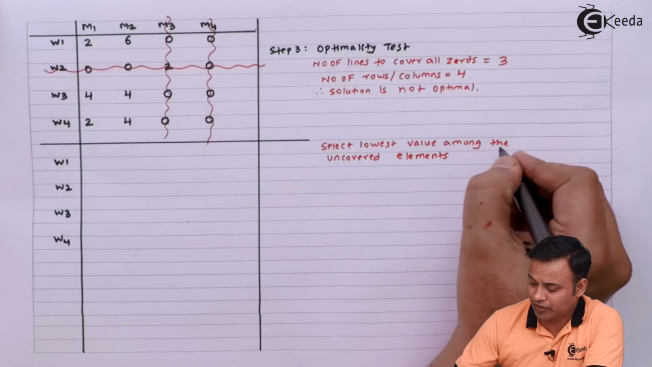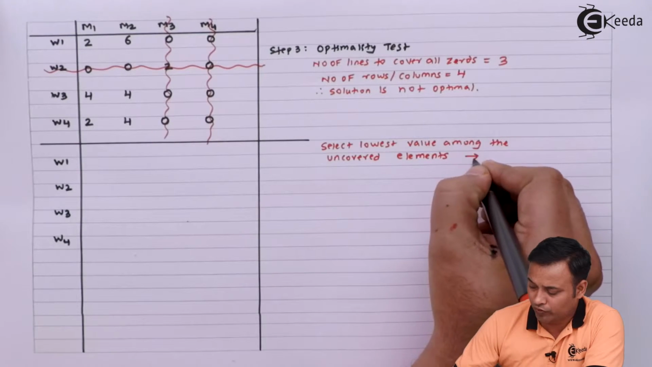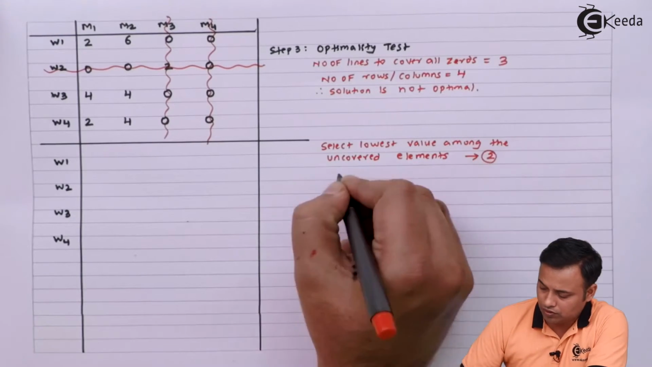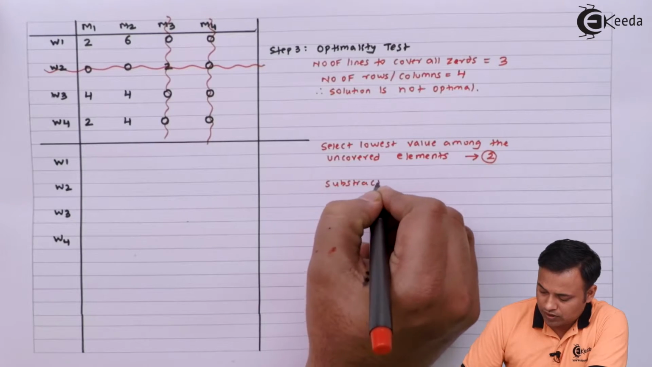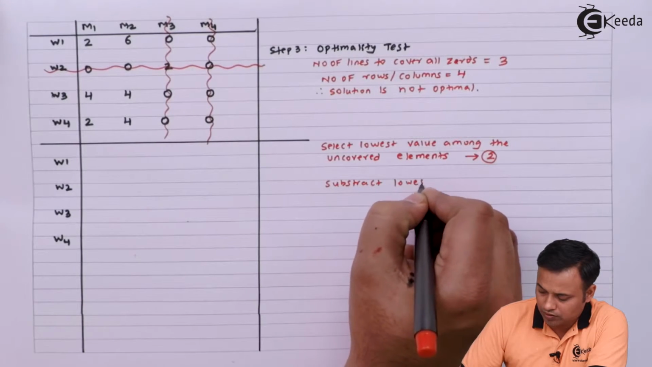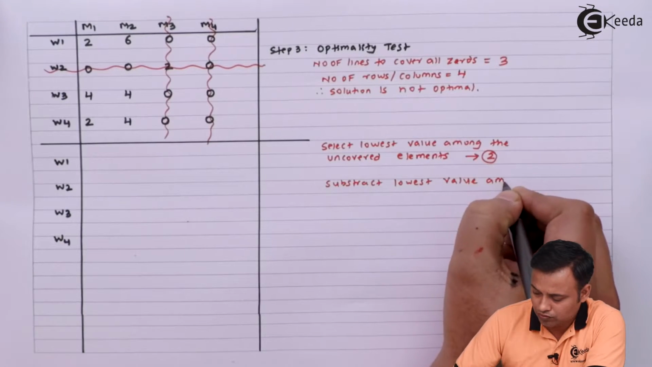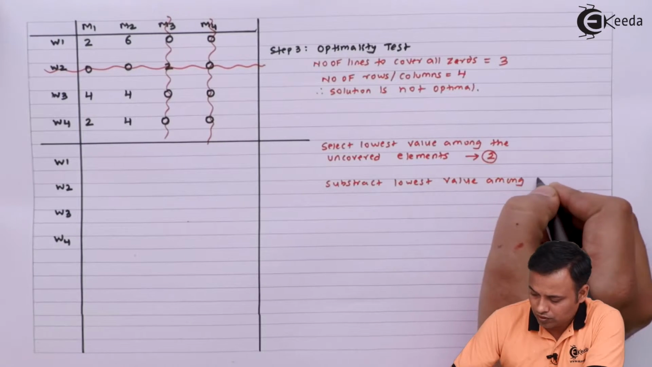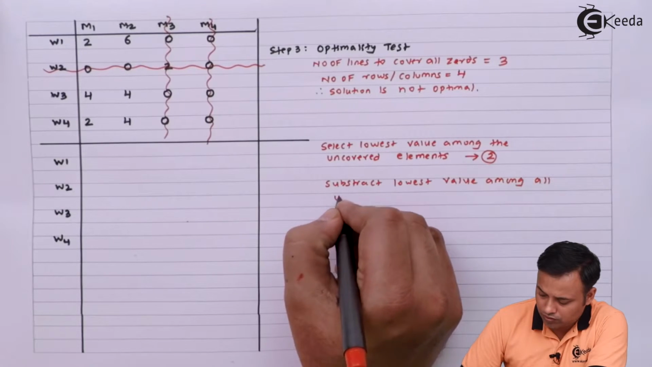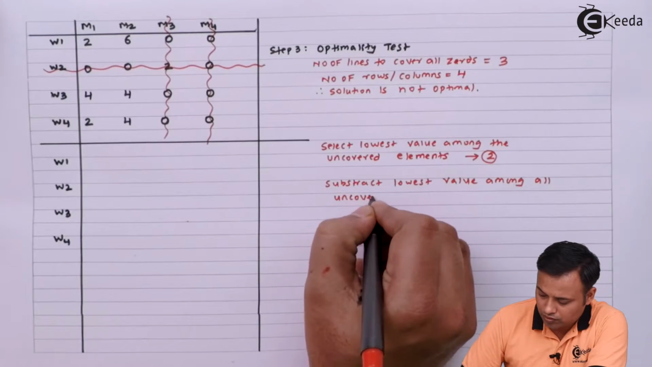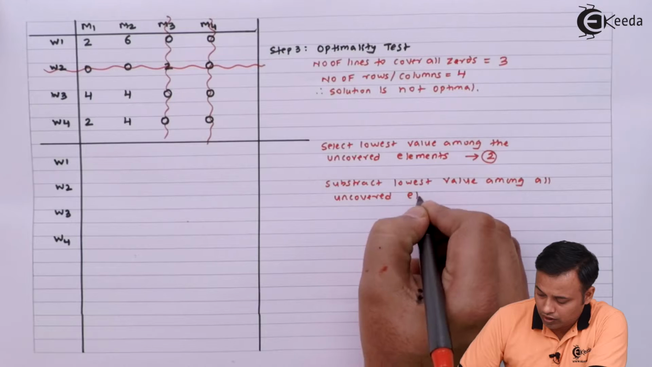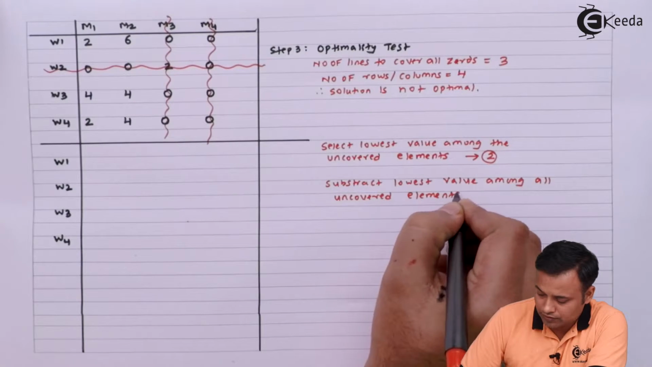तो सिलेक्ट द लोवेस्ट वैल्यू अमंग द अनकवर्ड एलिमेंट्स, इस केस में हमारा लोवेस्ट वैल्यू है 2, सब्सट्रैक्ट द लोवेस्ट वैल्यू among all uncovered elements.